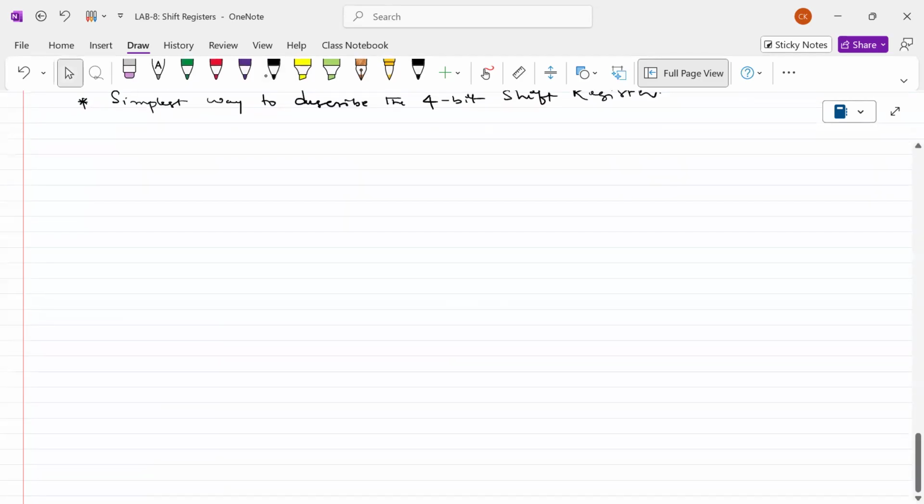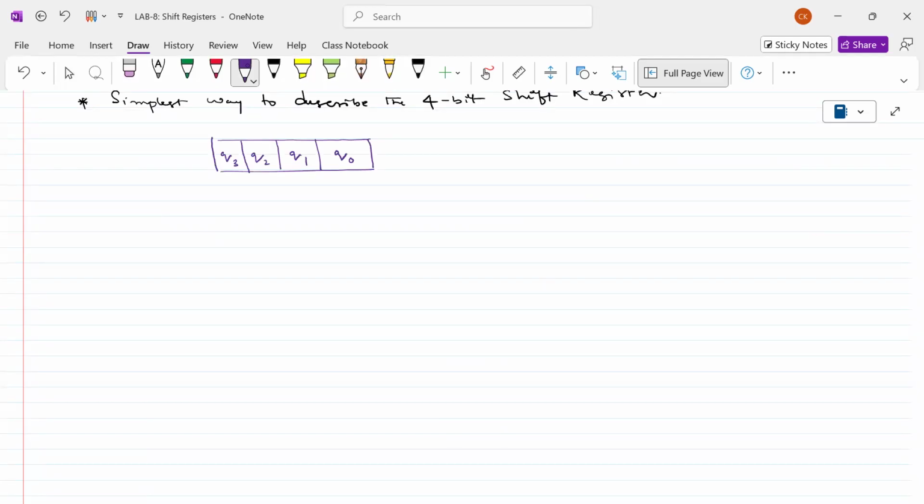Look at this one. We have taken 4 flip-flops, right? Assume it in this way: flip-flop 1, flip-flop 2, flip-flop 3. Let me write the outputs, for example. This is called Q0, this is called Q1, this is called Q2, and this is called Q3. These are the outputs of the flip-flops.